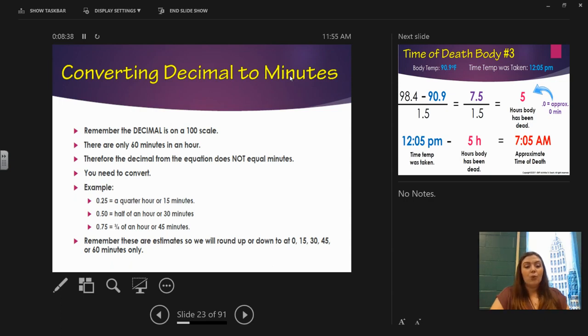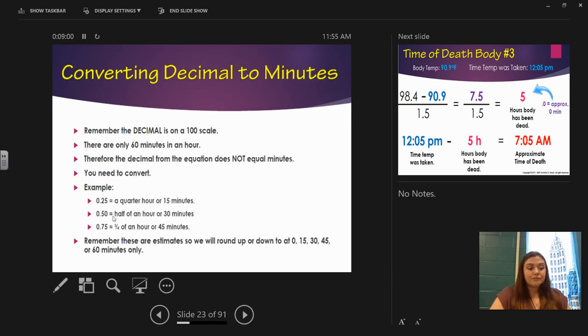Okay. Now, we do have a little bit of complication with the fact that time is weird, right? Time is not on a scale of 100, like a decimal. It's out of 60 minutes, 60 minutes in an hour. So therefore, the decimal from the equation does not equal minutes. So if you get 9.2, that doesn't mean 2 minutes. That's not how it works. It means 0.2 of an hour.